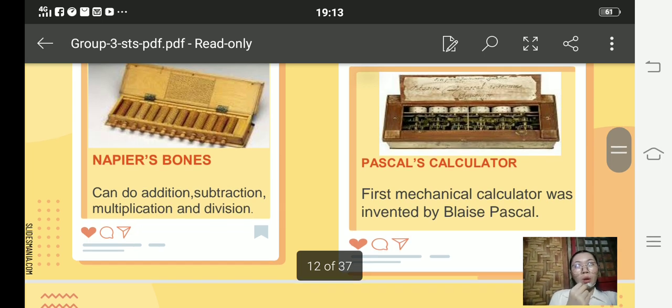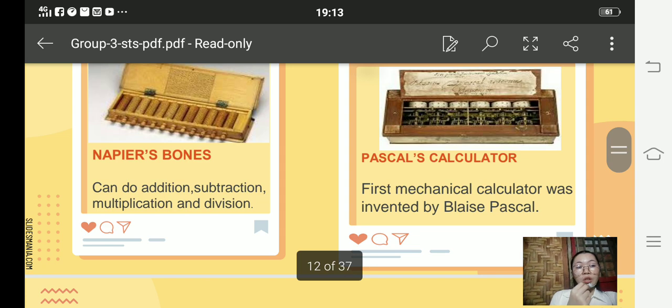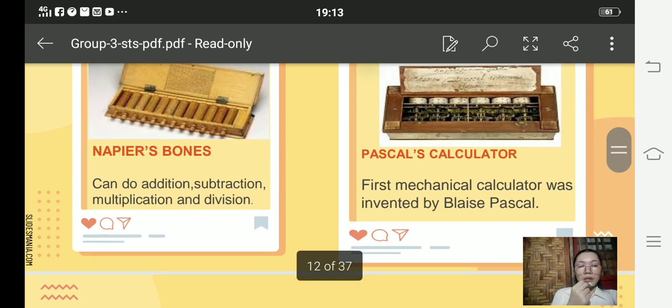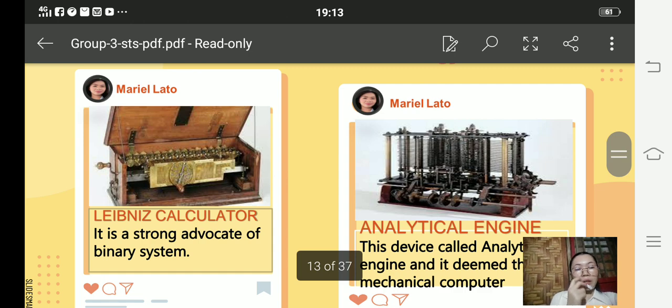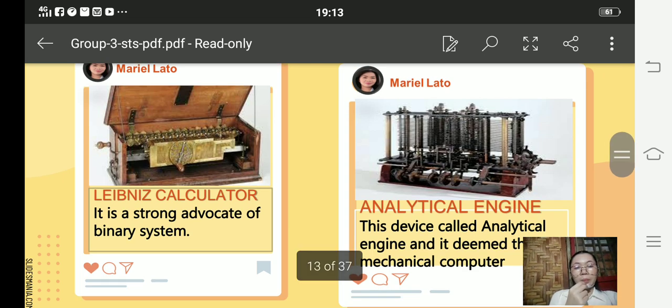Pascal was led to develop a calculating machine for the laborious arithmetic calculations required by his father's work as a supervisor in taxes in Rouen. Next is the Leibniz calculator. He was a strong advocate of the binary system. The mathematician Gottfried Wilhelm Leibniz designed a calculating machine called the step reckoner.